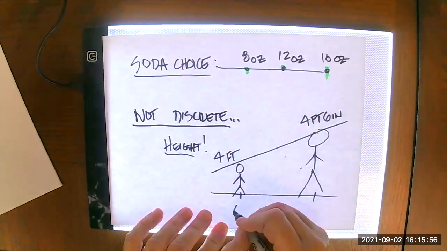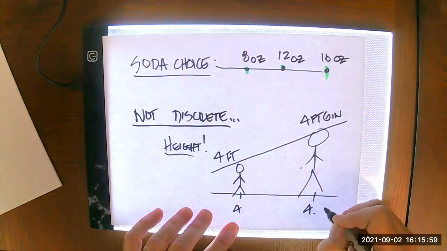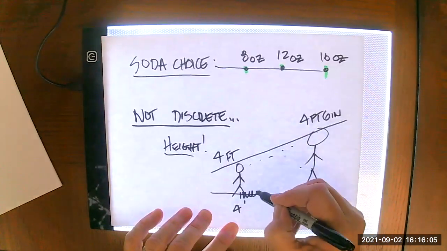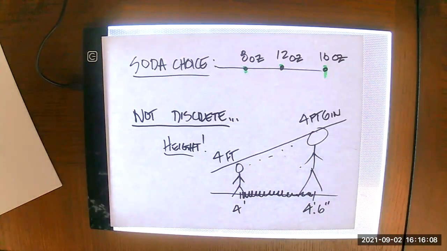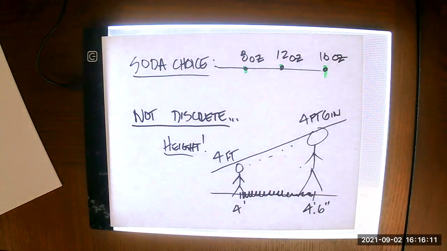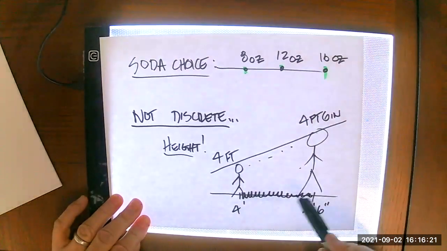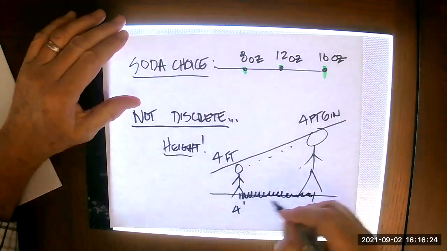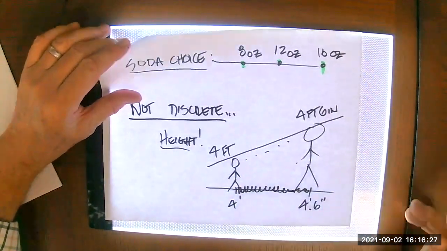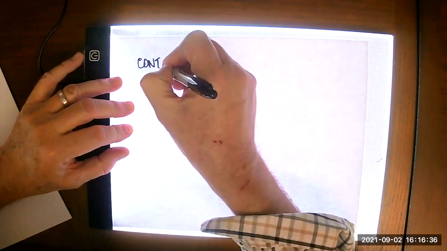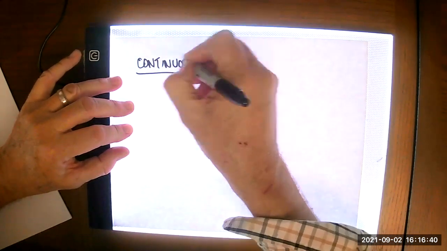As he grew from the 4 to the 4 feet 6 inches, he had to pass through every number on the number line between 4 and 4.5 feet. He didn't jump around like we do with the soda choice or the shoe size. So every value in there was at some point attained by my son when he grew between 4 and 4.5 feet in height. So, continuous data.